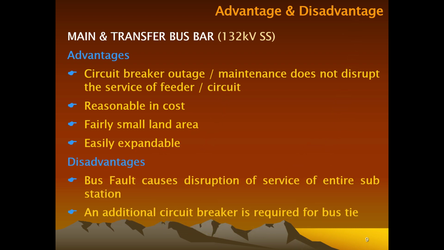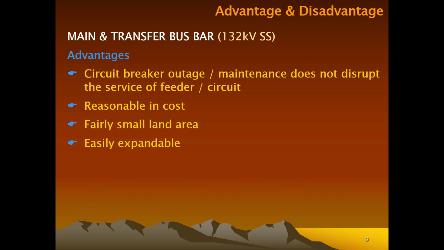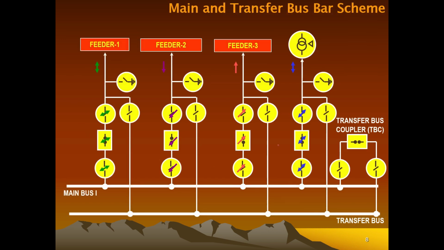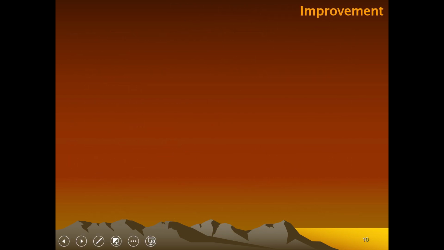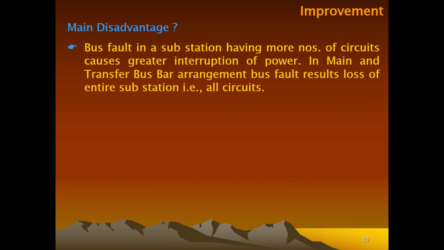But the disadvantages: in case of a bus bar fault, there is a large scale disruption. The entire substation will be tripped. The second point is that an additional circuit breaker is required for the bus tie, as you can see here. An additional circuit breaker over here is required for the bus tie, and this will add to the cost of the system. So what improvement can we have in this scheme?